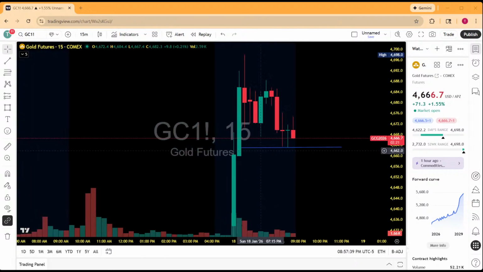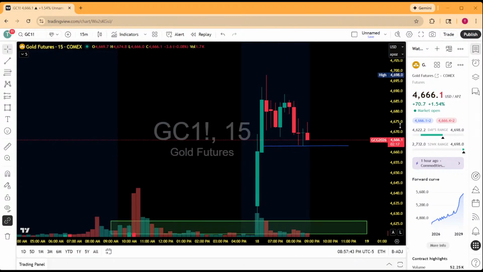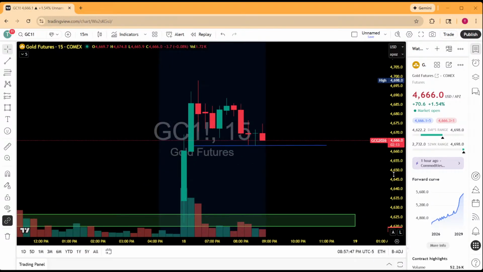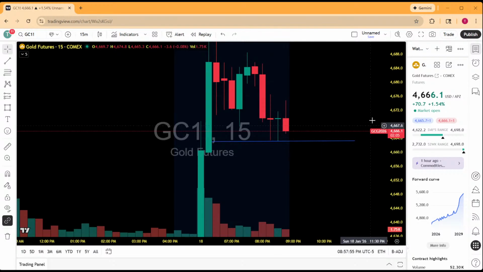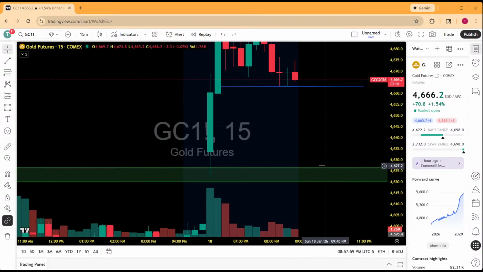All right, so let's look for more lower lows. And the market has to decide what exactly it has to do, because if we are not breaking 4663, the market is coming back to tap this level. And if we are breaking this, then we are heading back to 4627.